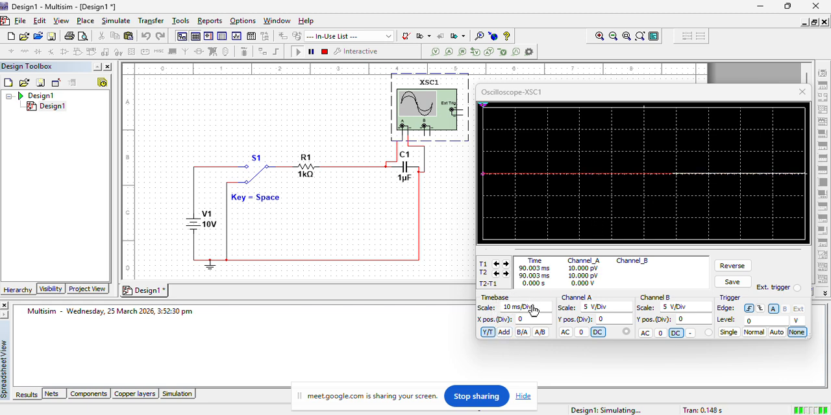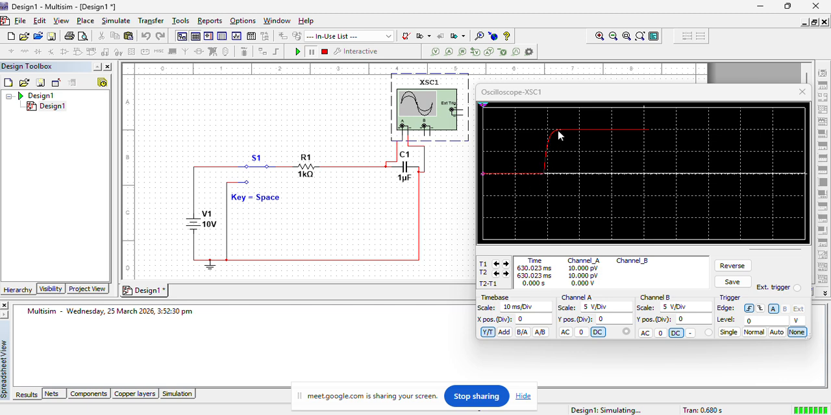Now there are some settings in this oscilloscope. This is the time base. We have to select the time base in a way so that our waveform is visible. Similarly, channel A voltage settings and scaling, channel B voltage settings and scaling. We have to set them in a way so that we can see the waveform within this window. Now, let's start charging. As we move the switch up, the capacitor started charging from 0 volt to this point, which is 10 volt. Why? Because our setting is 5 volt per division. This is 1 division.